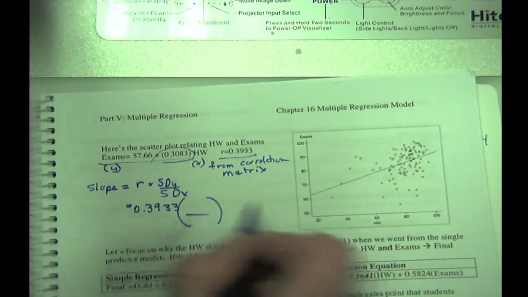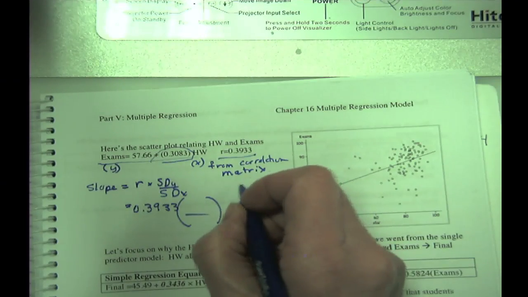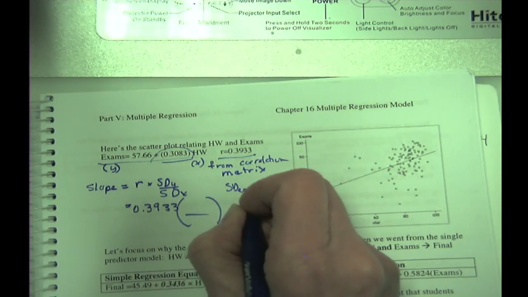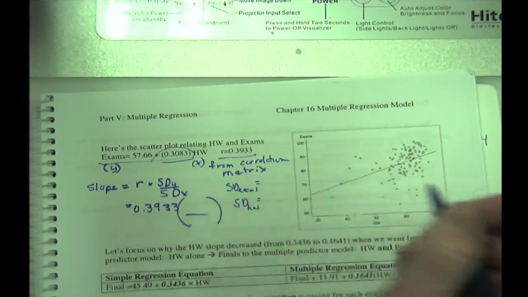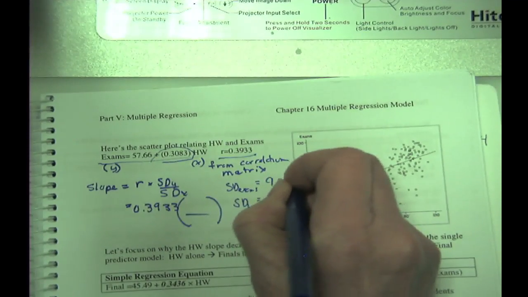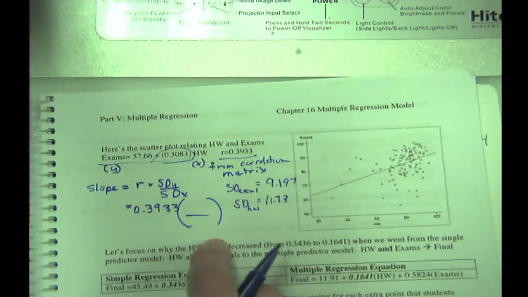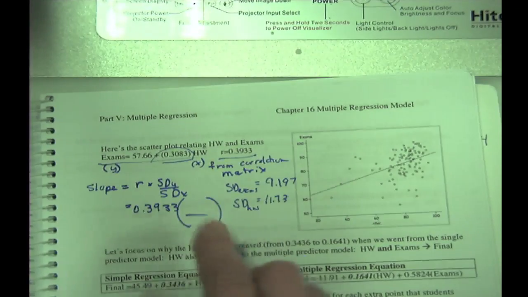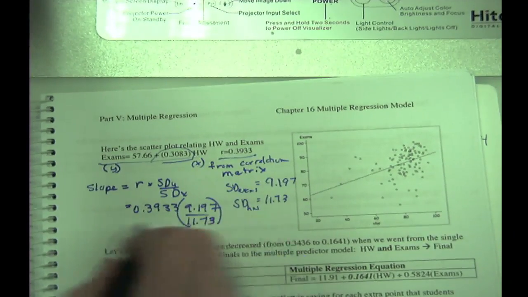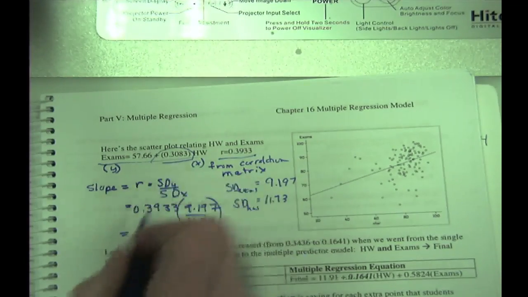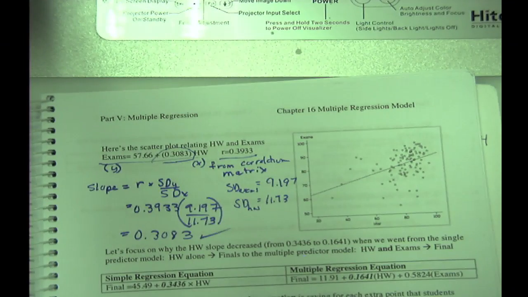All right, so our slope is going to be 0.3933 times the ratio of those SDs we just got. The SD for exams, I think, and the SD for homework. One was 9.197 and the other is 11.73. So, which one should go here? 9.197 and 11.73. And if you do that, you should get 0.3083. Okay, checks.